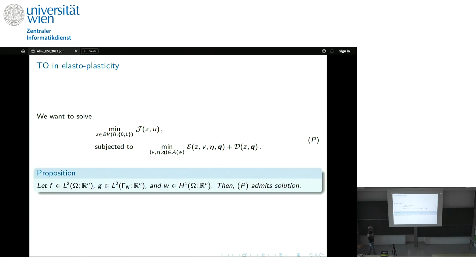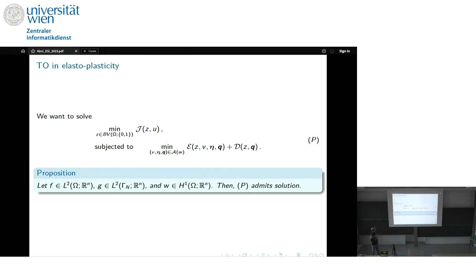Okay, of course, given the data, you can always find a solution of this problem. This is just an application of the direct method of calculus of variation. Actually, this function U is for sure even continuous with respect to Z, even more. We will see it later on. And the problem is that we would like to give some kind of optimality conditions.